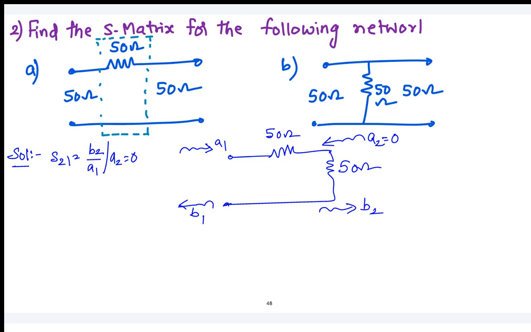Agree? This diagram is clear for everybody. I have applied some voltage here, so there will be some reflection. And since the impedance is matched, there is nothing reflected from port 2. And of course, something will be getting transmitted to the second port.